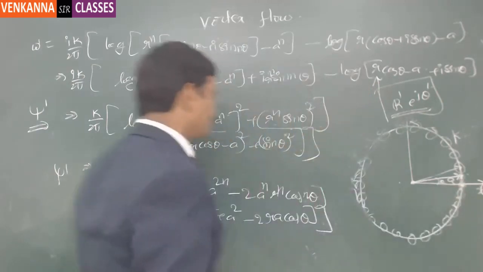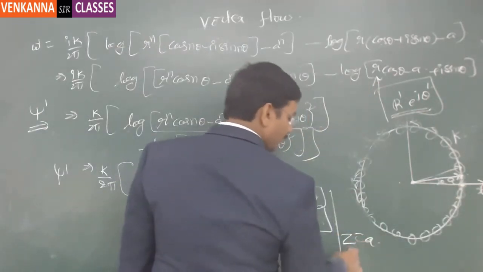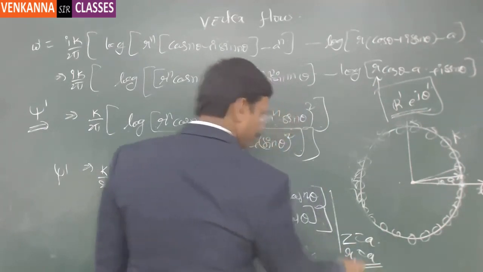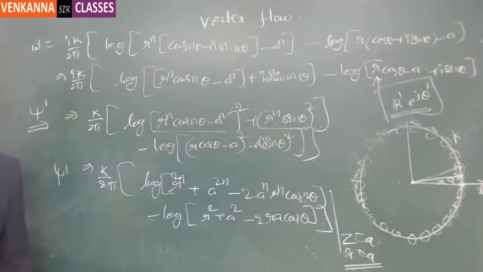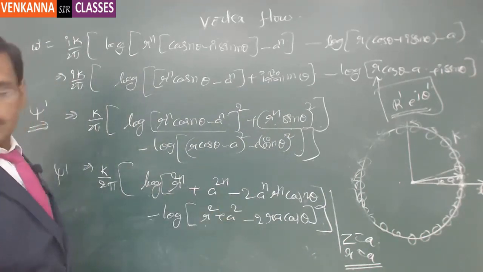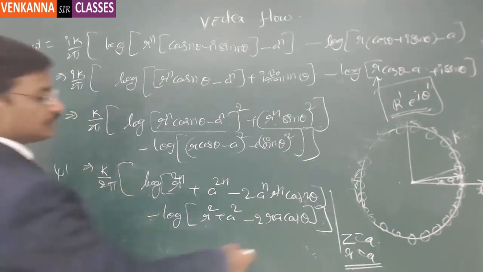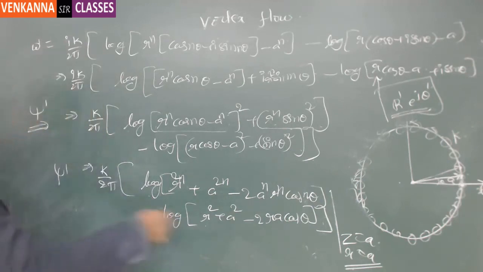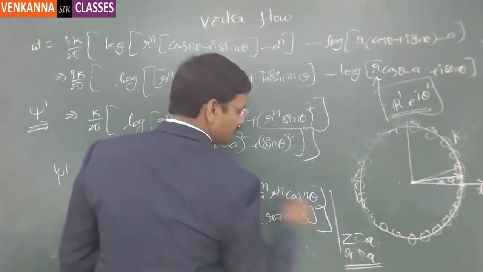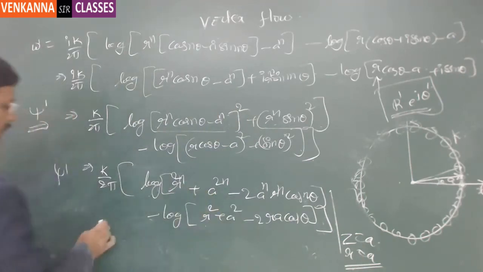For that, you need to substitute z is equal to a. So z is equal to a will become r is equal to a. Got it? z is equal to a is nothing but r is equal to a, because theta is equal to 0. If you substitute z is equal to a in this equation, r will become a. So substitute r in this.